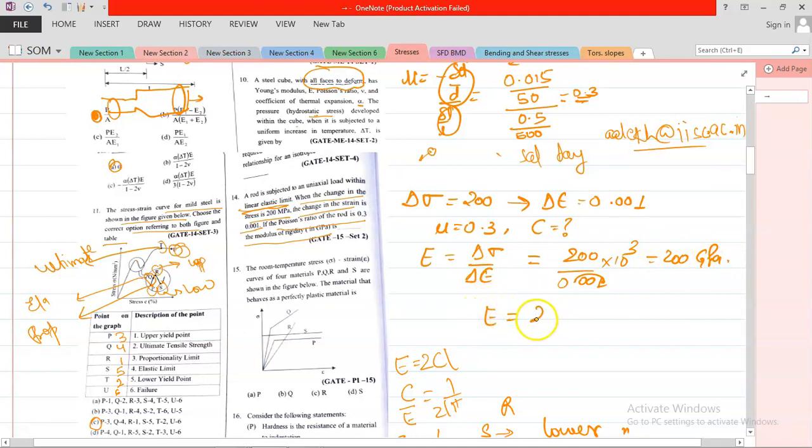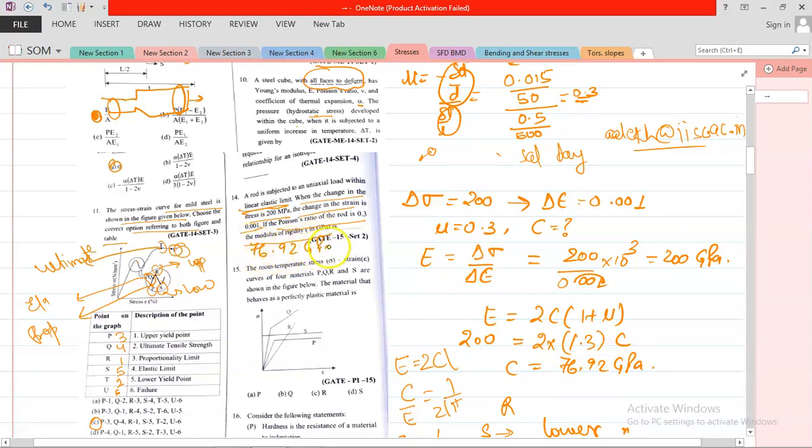So you know the formula E = 2G(1 + mu), and your mu is given. If you put it, E is 200 GPa. So 200 = 2 into (1 + mu), that is 1.3, into G. That is 2.6, and if you divide this value, you can get, I am just writing the value, it is around 76.92 GPa.